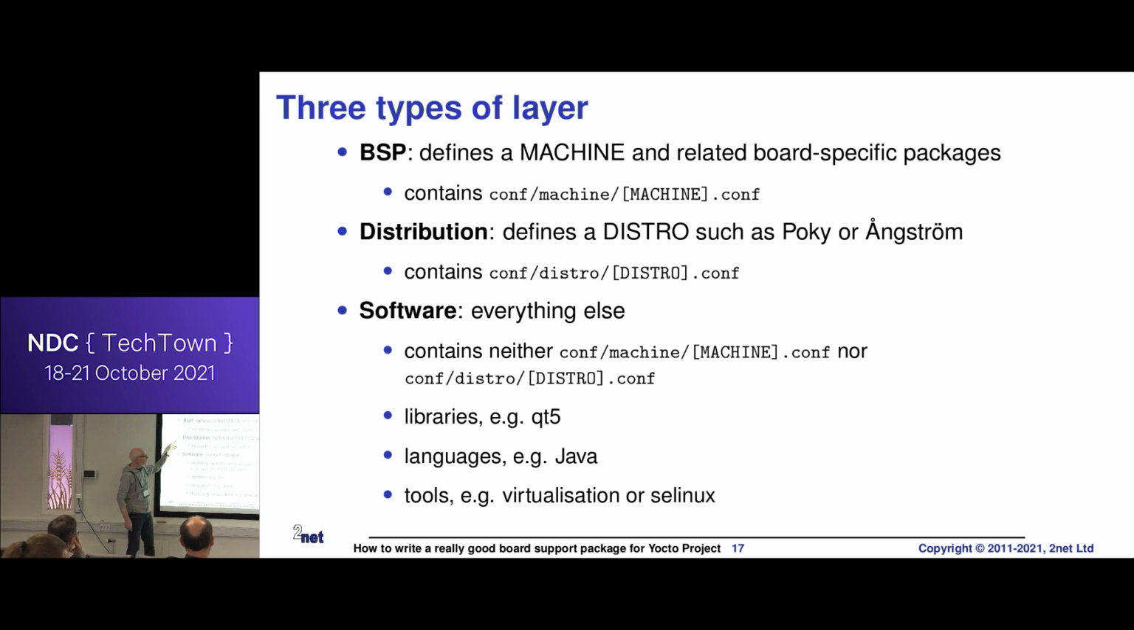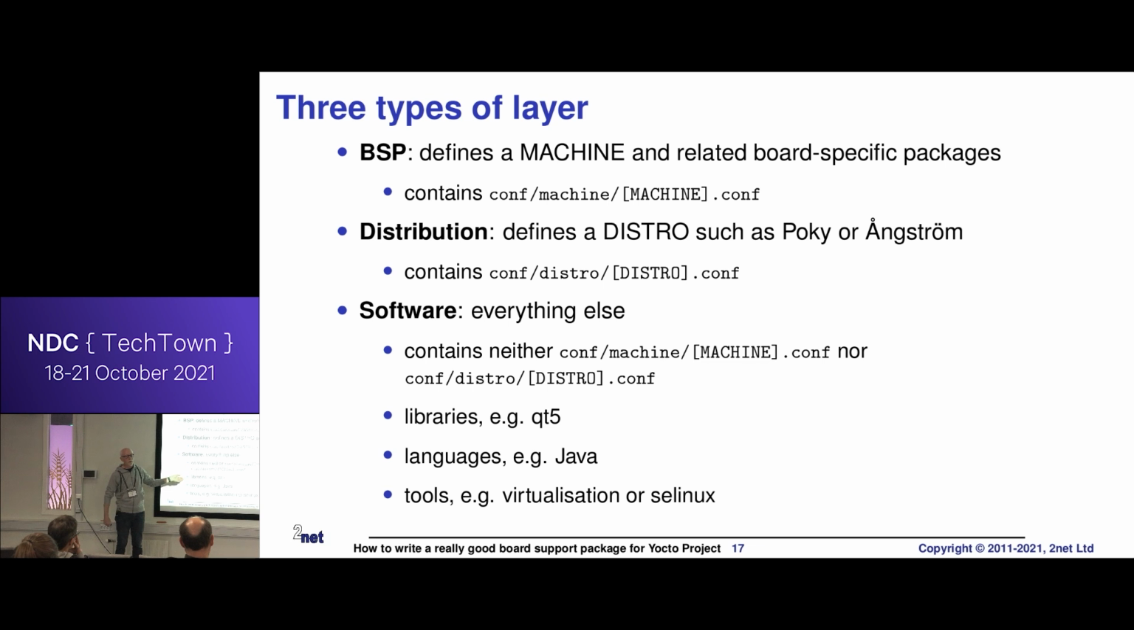Distro layers, you can tell it's a distro layer because it has a directory called distro and a conf file in there. If it has neither, then it is an everything else. So these are often just called software layers. So this is stuff that is not distro or board specific.